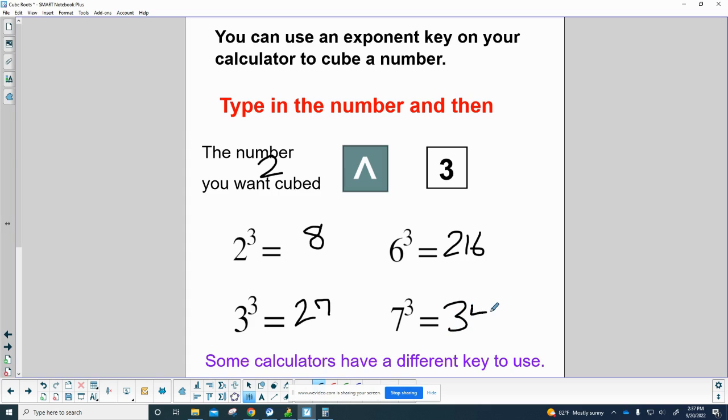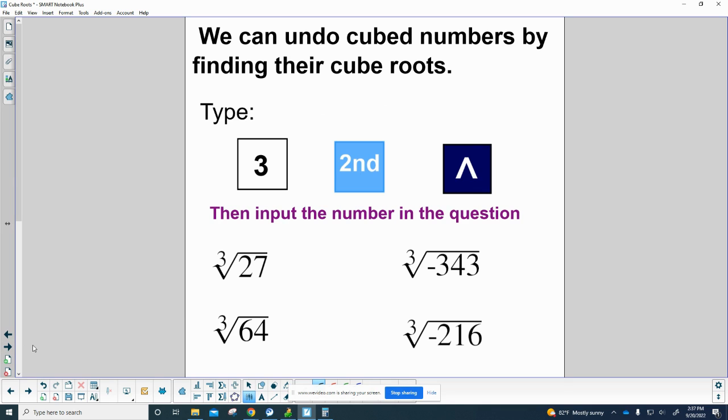So there's how you find those particular cubes on a calculator. And like I said, on the calculators that are posted in our room, this is the process that you do. Okay, what if I wanted to do the opposite of cubing a number? I wanted to do the cube root.